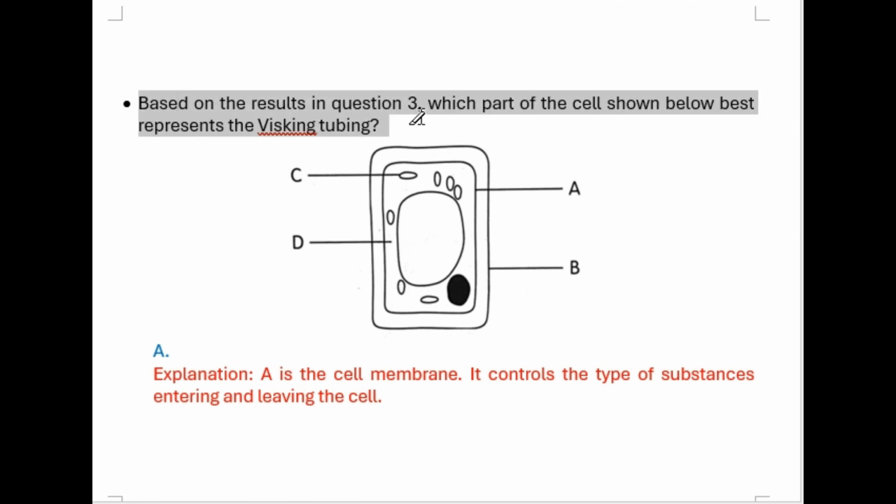Based on the results in question 3, which part of the cell shown below best represents the whisking tubing? A. Explanation: it is the cell membrane. It controls the type of substances entering and leaving the cell.